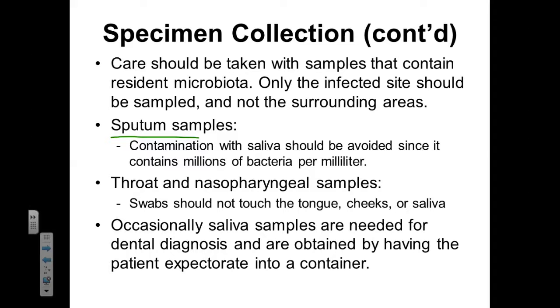Recall, sputum is the mucousy stuff at the back of the throat that's being coughed up from deeper down in the throat. Saliva is present in the mouth. Saliva will have a different microbial profile than the mucus or the sputum from the back of the laryngopharynx area. If we collect a throat or nasopharyngeal sample, when swabbing the patient, we should only swab the back of the throat. We shouldn't swab the sides of the cheeks. We shouldn't rub their tongue, underneath their tongue. Make sure you're only touching the structure that you're trying to collect the sample from.